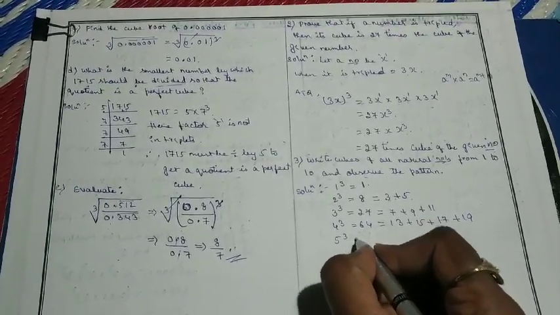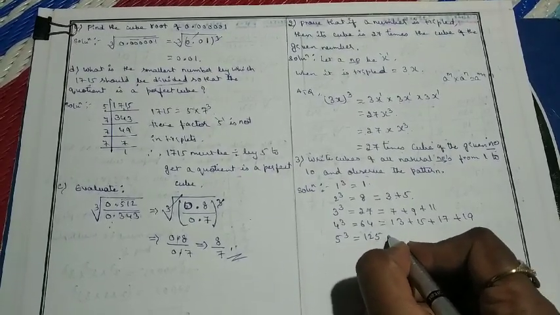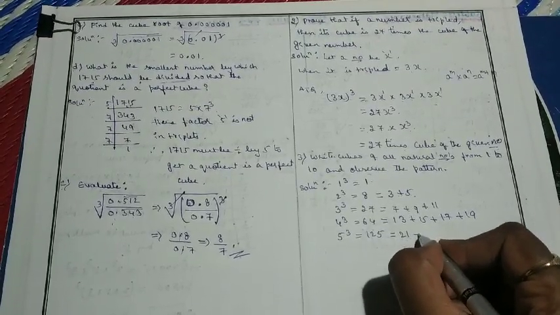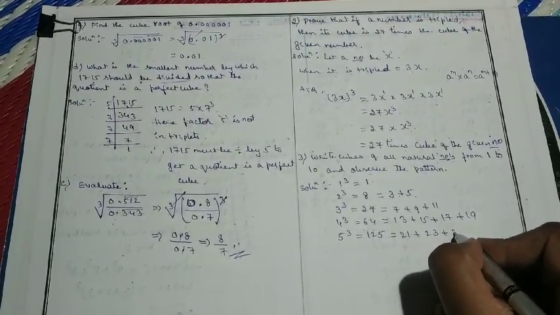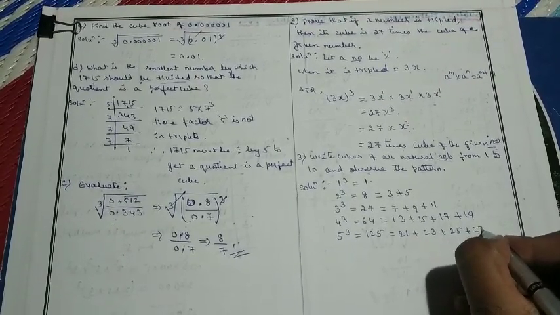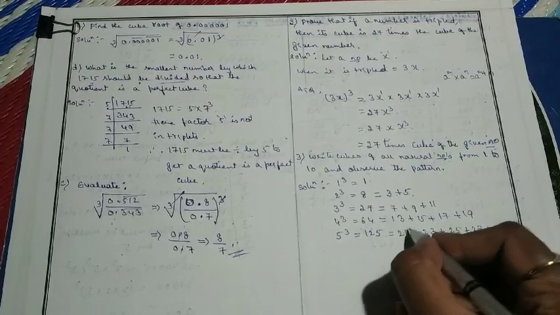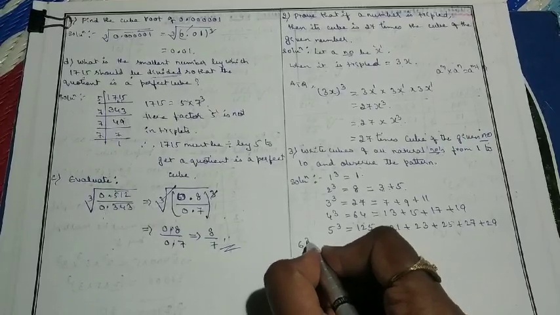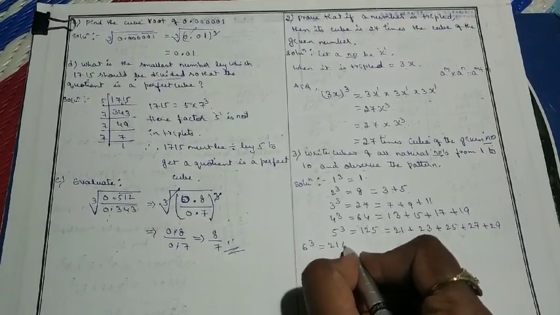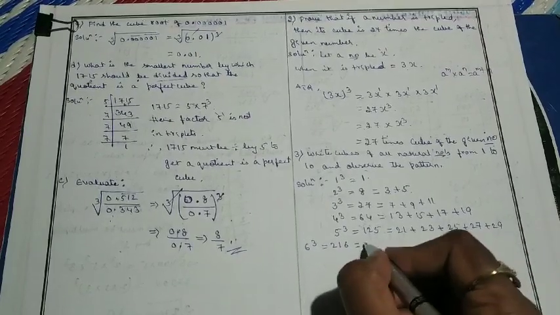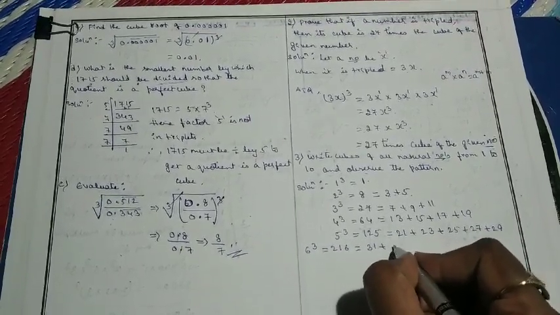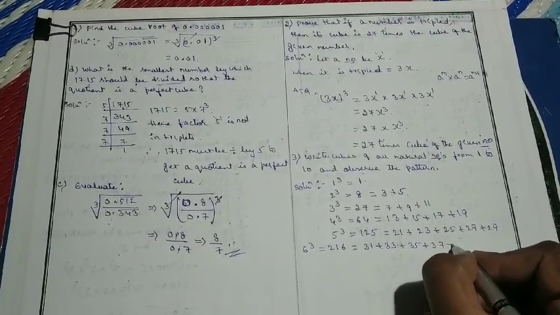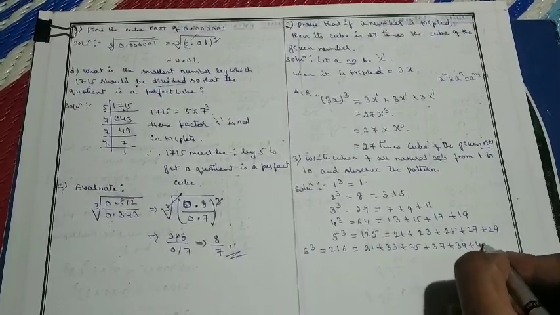Next 5 cube. 5 cube, its value is 125, which equals, after 19 the next odd number is 21. So 21 plus 23 plus 25 plus 27 plus 29. If you add up all these odd numbers, you will get the answer as 125. Next I'll write here, children, 6 cube. 6 cube is nothing but 216, which equals, we left off here at 29. So next 31 plus 33 plus 35 plus 37 plus 39 plus 41.